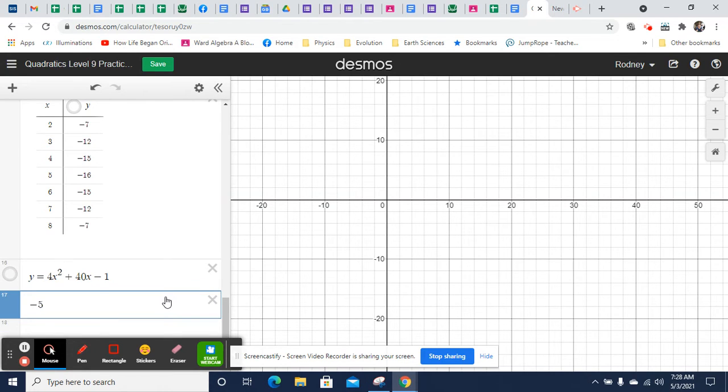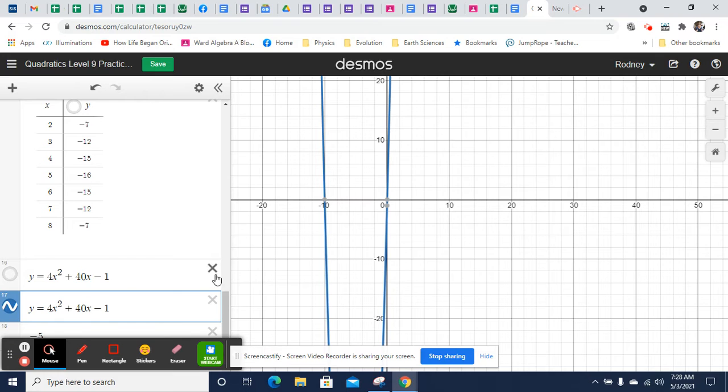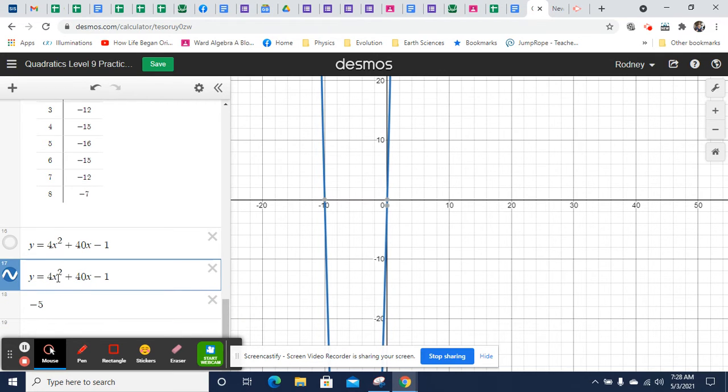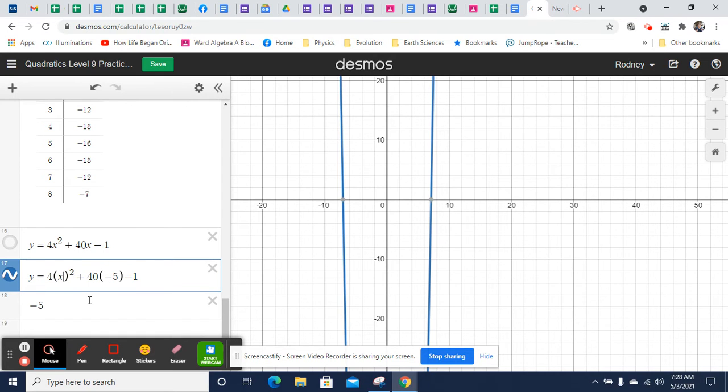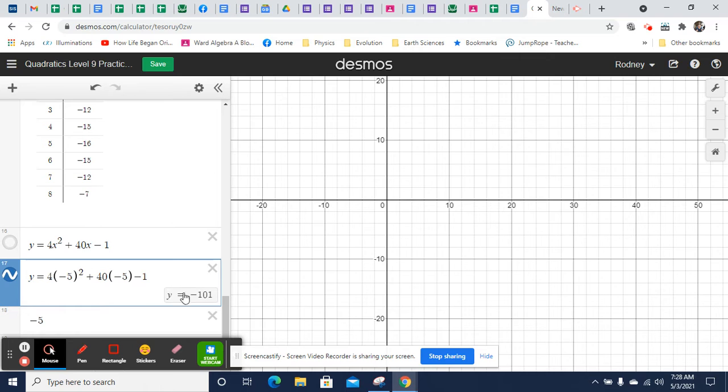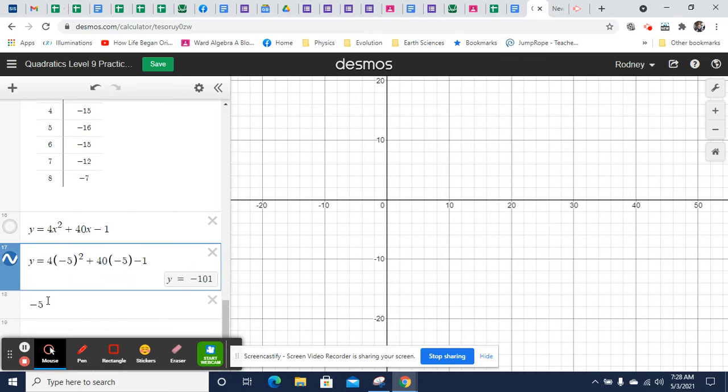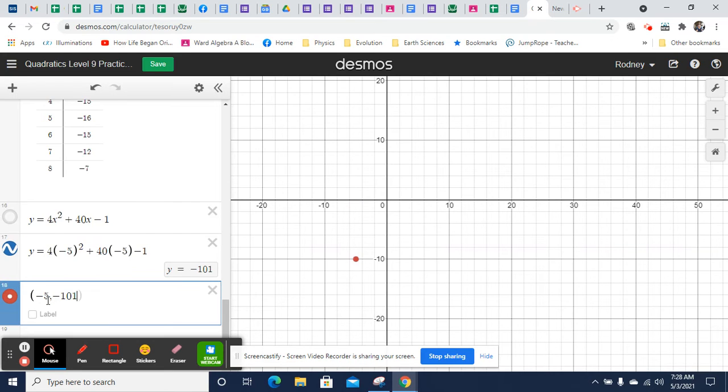And now I know my x value for my quadratic's vertex, and I need to use that as an input into the function to figure out what the y value for the vertex is going to be. So wherever x is, I'm going to replace it with negative 5. So that x became a negative 5, and that x became a negative 5. And I get negative 101. So I've got a vertex at negative 5, negative 101.